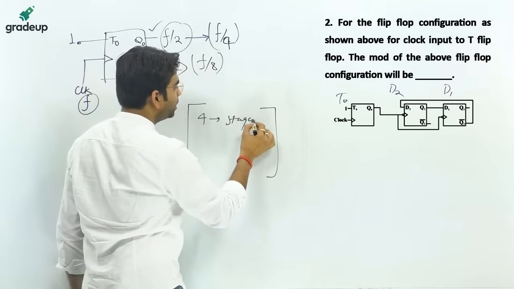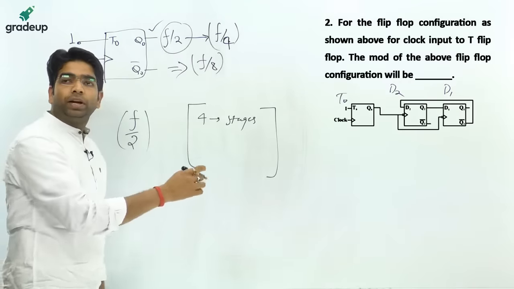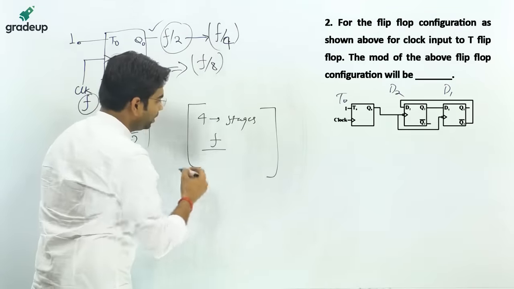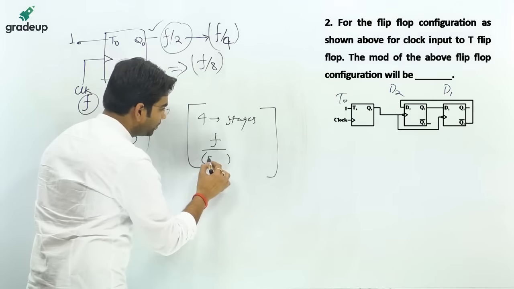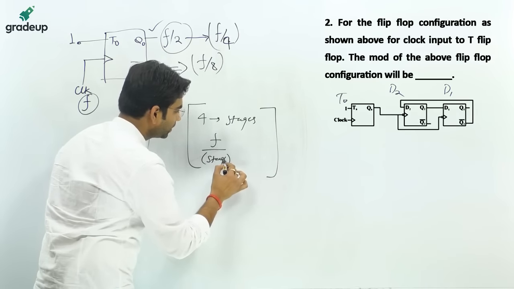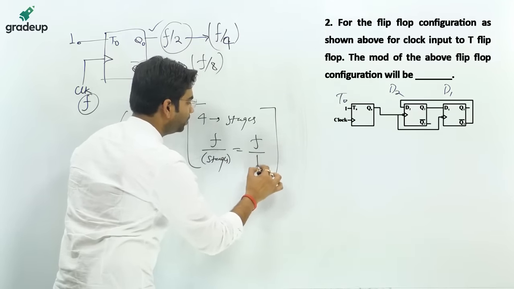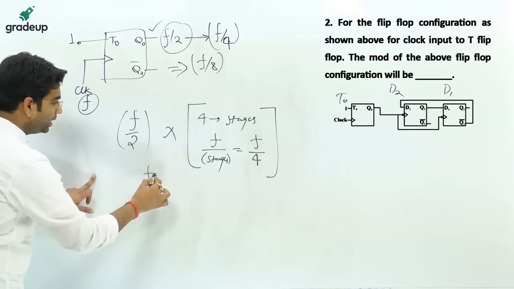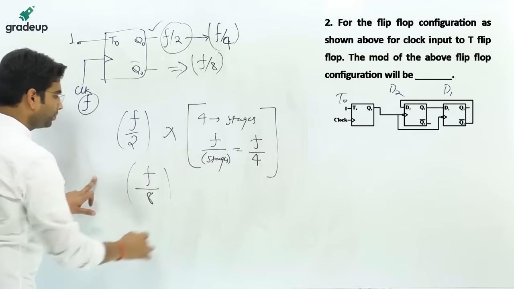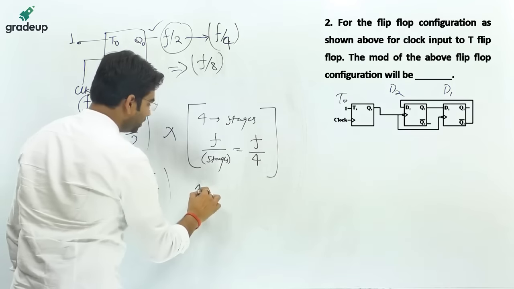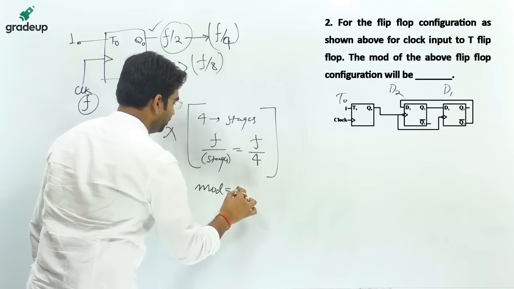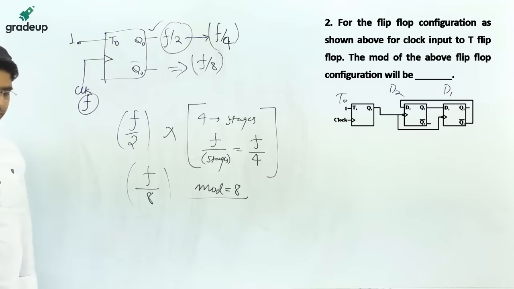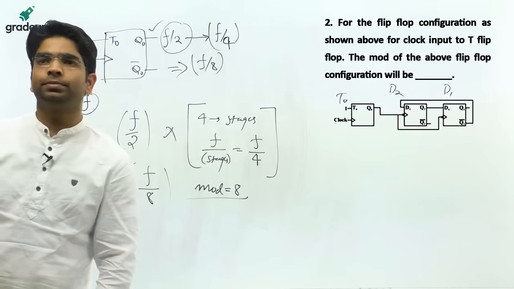With 4 stages, the output frequency gets divided according to the number of stages. The number of stages is equal to F by 4. F by 2 cascaded with F by 4 will be F by 8. So the mod of that will be 8.